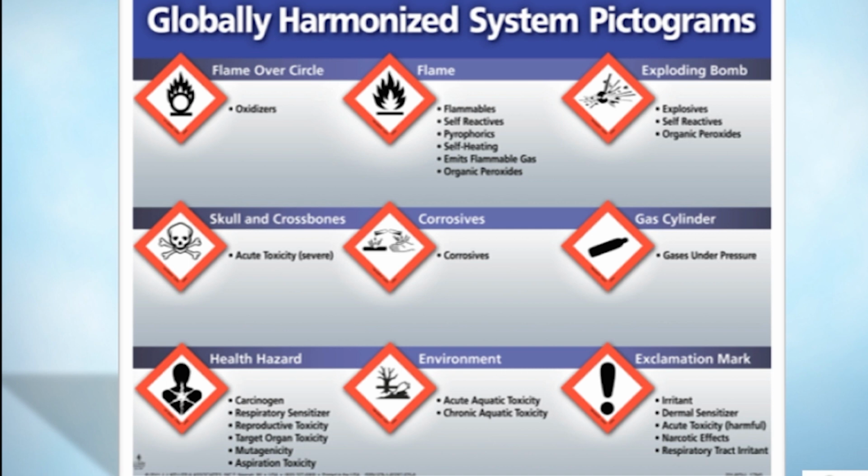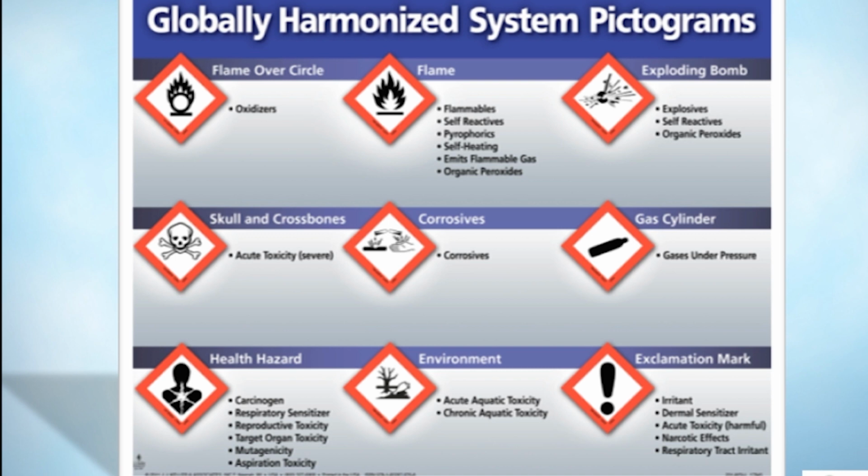If you see a skull and crossbones in a diamond, that means it's acute toxicity. That means it will kill you fast. And then you have a broken vial or chemical being spilled on a surface and on a hand, and that would be indicating a corrosive. Gas cylinders show that there are gases under pressure.